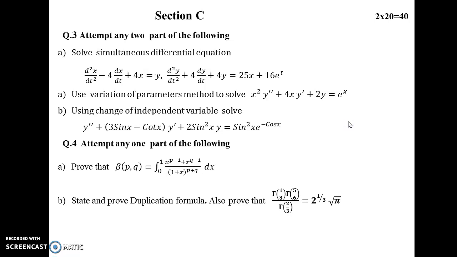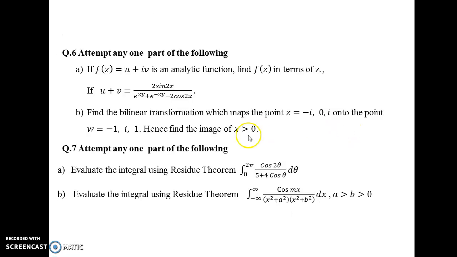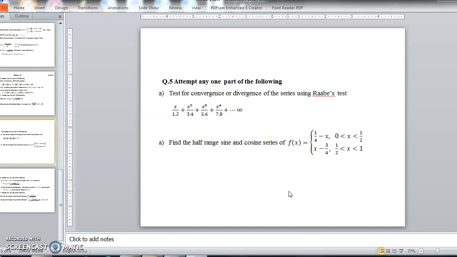Now we come to question number 5. In question number 5, attempt any one part, test the convergence or divergence of the series using Raabe's test. First write the nth term, which will be x to the power n upon (2n minus 1) into 2n. Then first apply the D'Alembert ratio test and find the convergence or divergence for different values of x. When the test fails, then apply Raabe's test. You should remember that you cannot apply the comparison test here, you should apply Raabe's test.